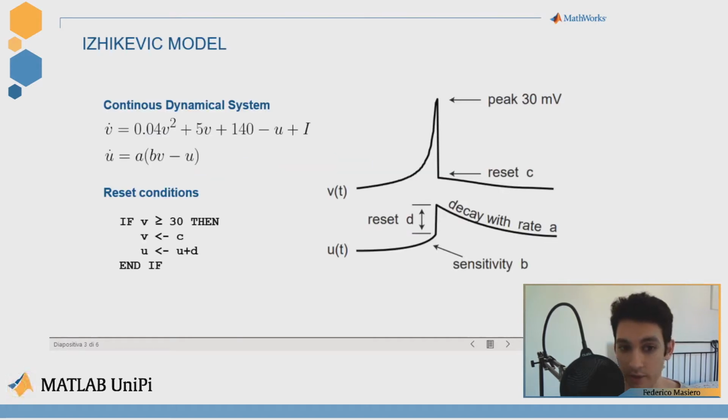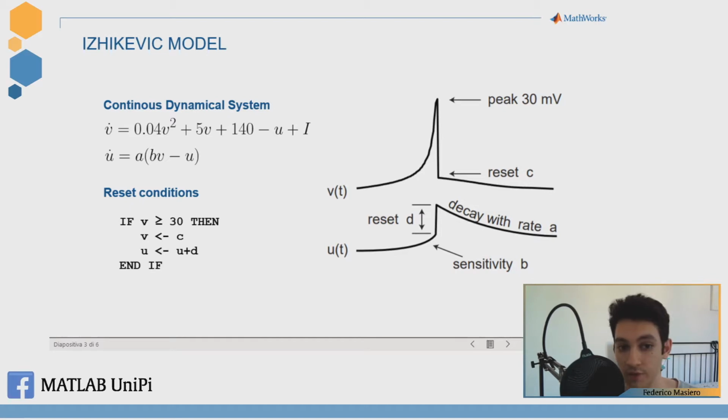The model that we are going to consider is the Izhikevich model, which is represented by two differential equations. One regards the action potential of the neuron and is a function of V, the action potential, and the other one is a function of a recovery variable U.